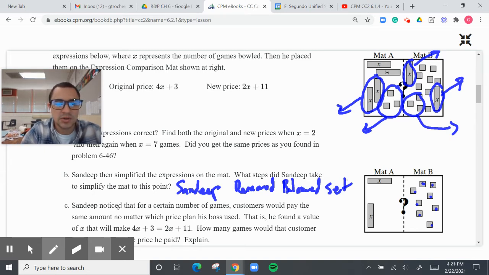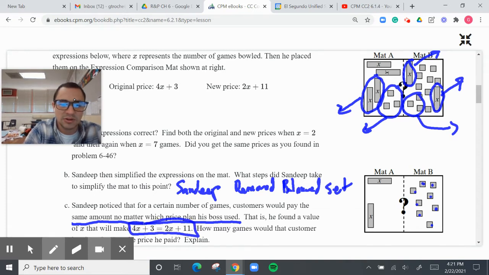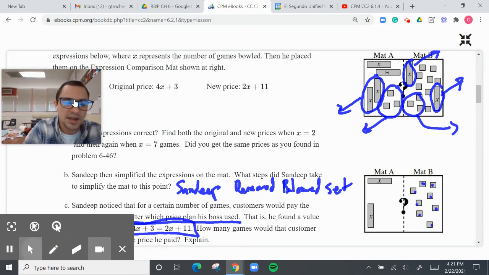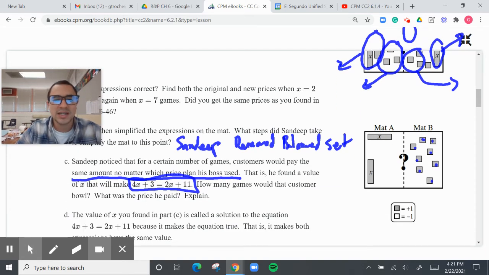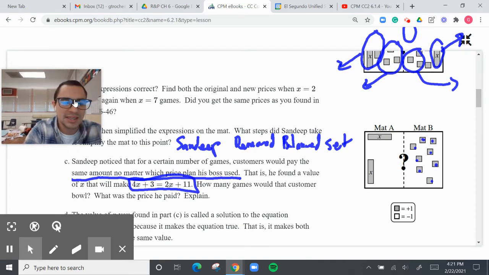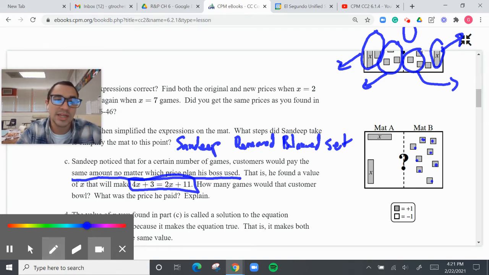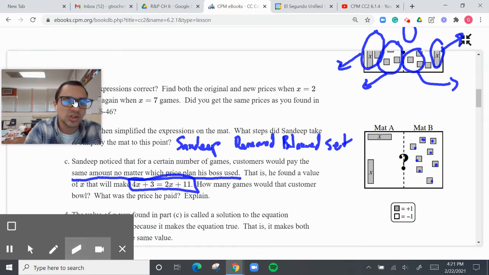C, Sandeep noticed that for a certain number of games, customers would pay the same amount no matter which price his boss used. That is, he found a value of x that makes this equal. So there's a value of x that is going to make the left mat and the right mat equal to each other. So how many games would that customer bowl? What was the price he paid? And so we got to explain. So we want to make sure that we can rewrite this and solve for x. All right. We want to solve for x.